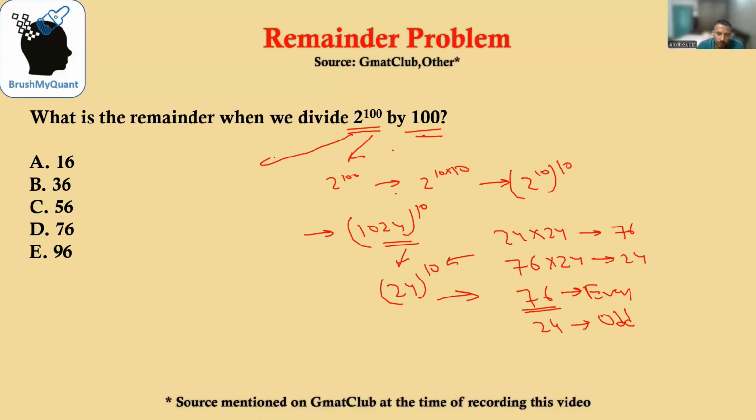So the last two digits of 2 raised to 100 will be equal to 76. That means the remainder of 76 by 100 will be equal to 76, and the answer will be option number D.